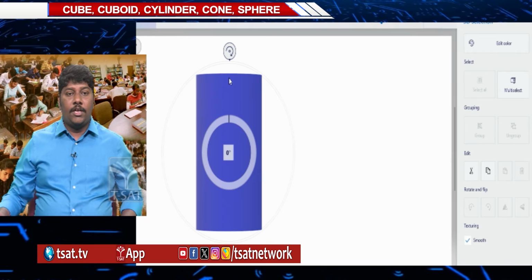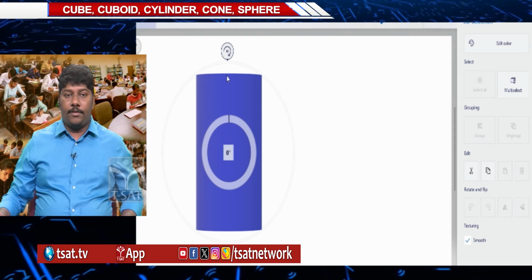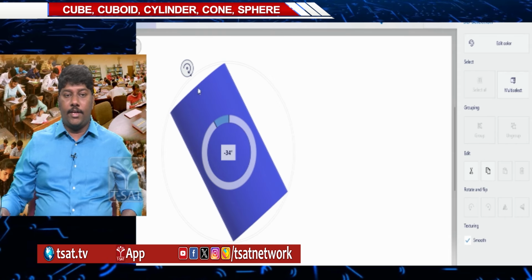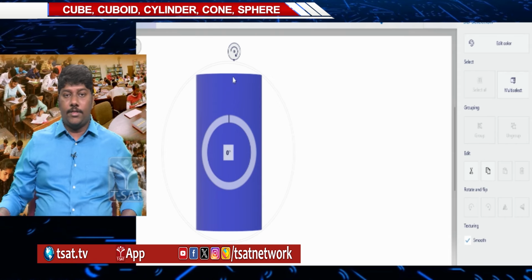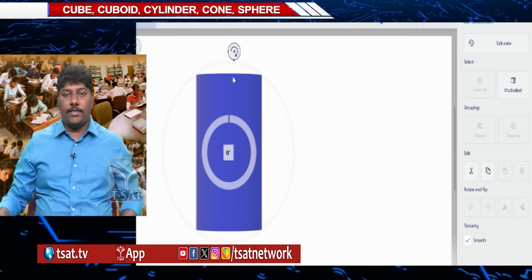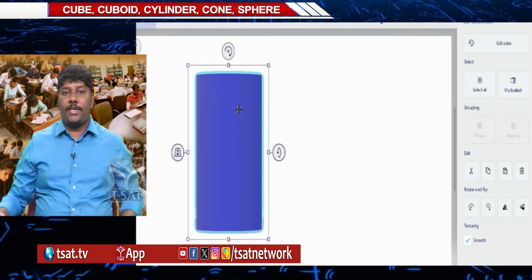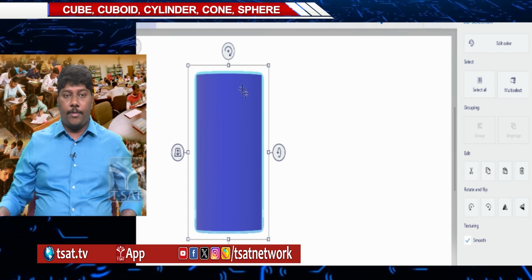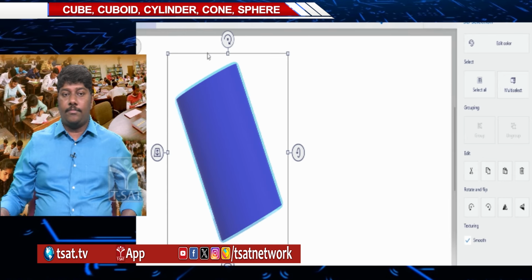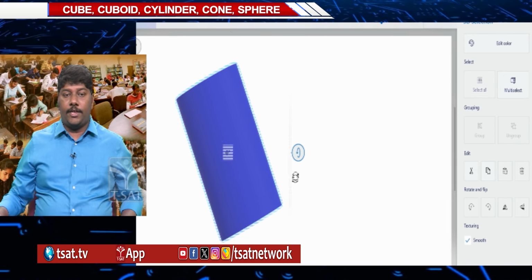So, this is a cylinder. You call it a right circular cylinder. It is not tilted. This is a tilted cylinder. This one is a right circular cylinder. Whenever you see a right circular cylinder, it means the height of the cylinder is perpendicular to the base, or the axis is perpendicular to the base. So, remember, this is not a right circular cylinder here.